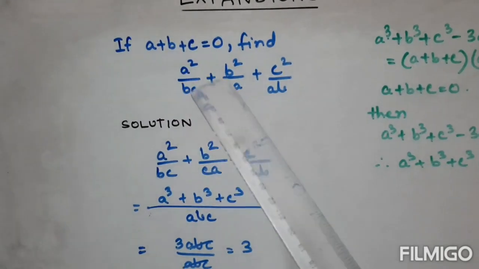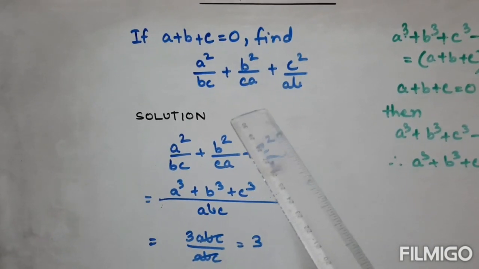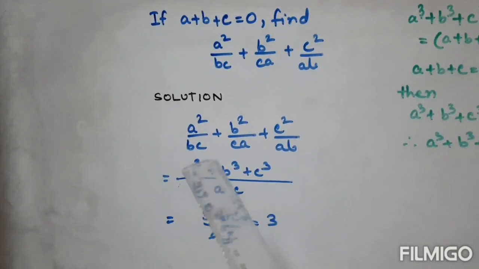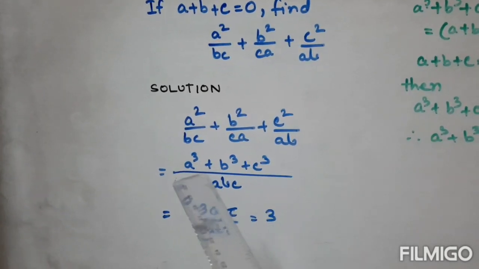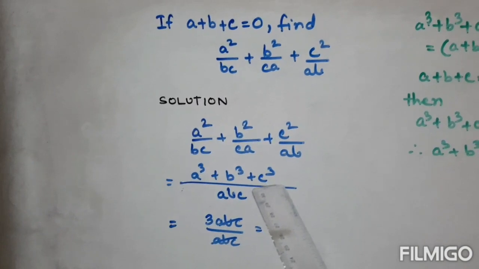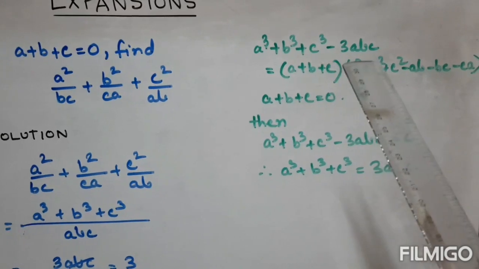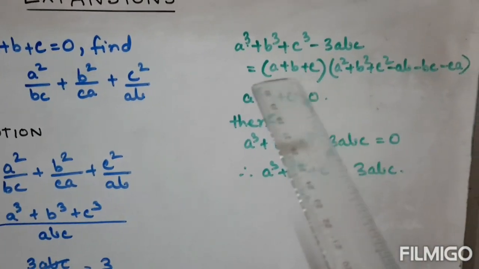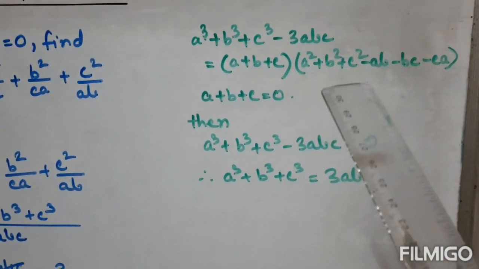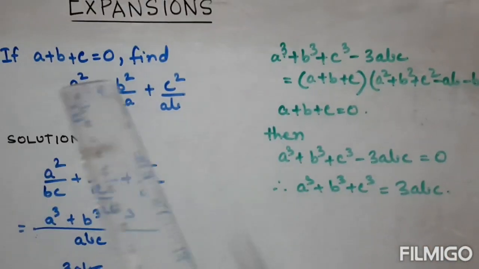If a plus b plus c is equal to 0, find a square by bc plus b square by ca plus c square by ab. When we are adding, taking LCM as abc, we get a cube plus b cube plus c cube. Now what is the value of a cube plus b cube plus c cube? We are going to apply the formula: a cube plus b cube plus c cube minus 3abc is equal to (a plus b plus c) into (a square plus b square plus c square minus ab minus bc minus ca). Here a plus b plus c is equal to 0.